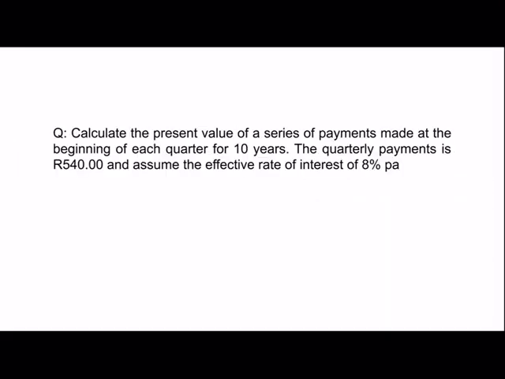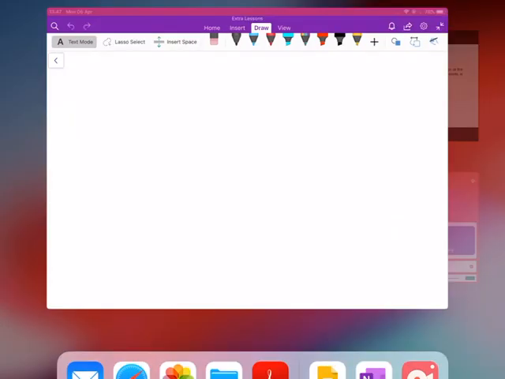So let's look at an example. Calculate the present value of a series of payments made at the beginning of each quarter for 10 years. The quarterly payment is 540, and assume that the effective rate of interest is 8%. You can pause this video and do it on your own, but I'm going to do it anyway.